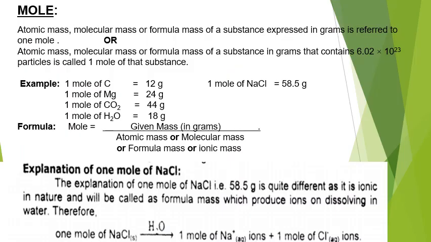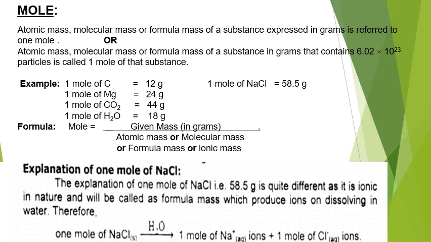Now the first term is mole. How to define mole? Atomic mass, molecular mass, or the formula mass of the substance which is expressed in grams is referred to as 1 mole, right? Similarly, we say atomic mass, molecular mass, formula mass, or the ionic mass of the substance when there are ions present in it, in grams, that contains 6.02 10 power 23 particles in it, that is termed as 1 mole of the substance.